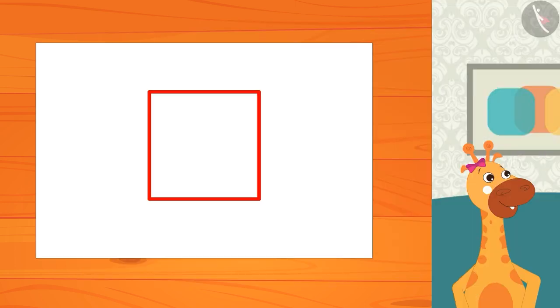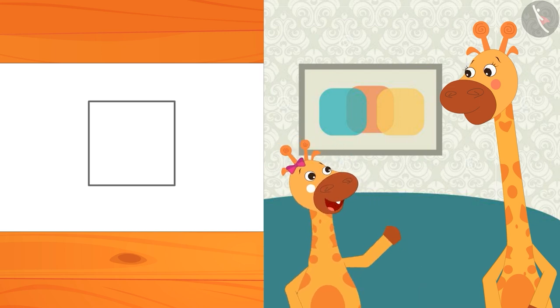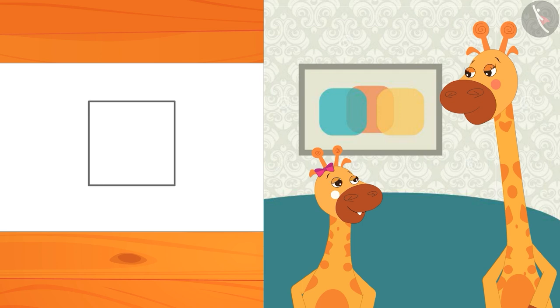Gaffy, can you tell by looking at this picture what shape is this? Here, I have made four equal lines like this. Yes, it is a rectangle. In rectangle, we use four lines.